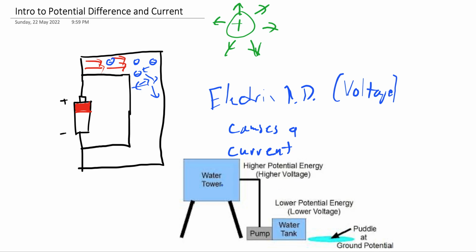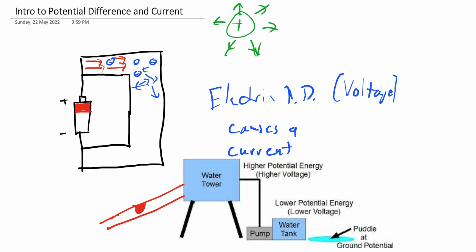And so to get water out of my water tower, I'm going to need to attach some sort of pipe. And the size of that pipe is going to determine my current. If I have a little barrier in that pipe, something that is resisting that flow of water, that's going to be equivalent to my resistance.